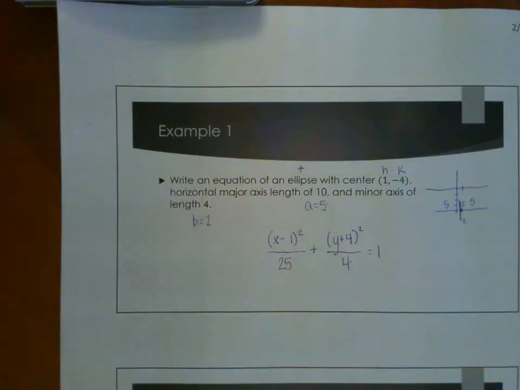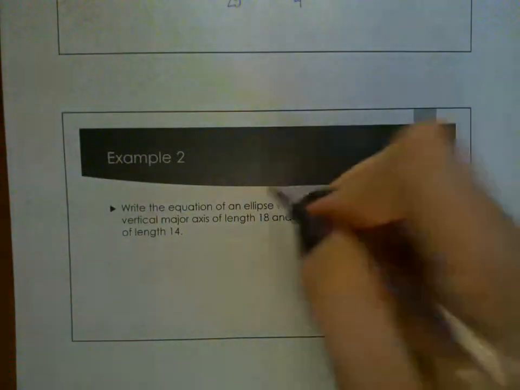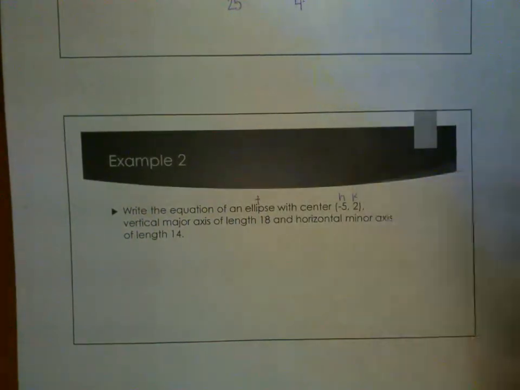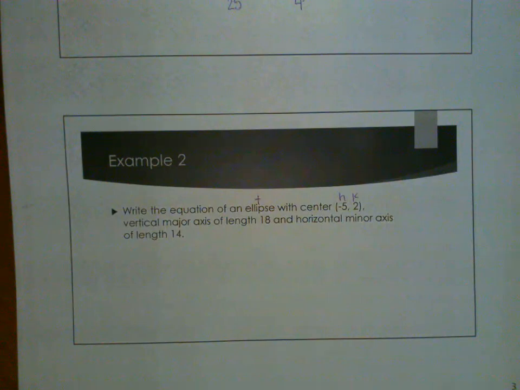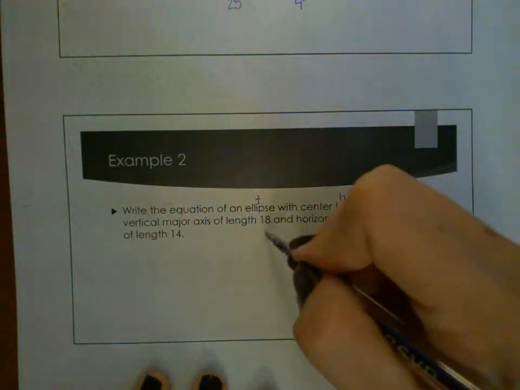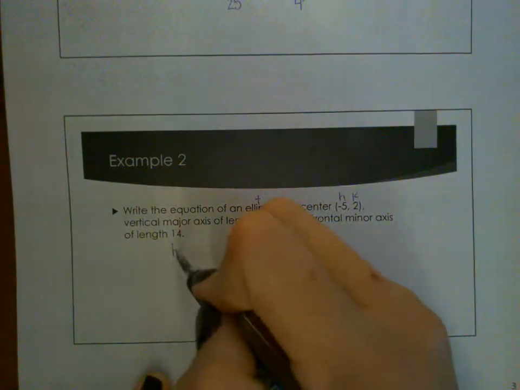That's the whole equation. So let's look at another one. It's a similar type of problem. I am going to have an ellipse, which means that there's going to be a plus sign in the middle. I have my h and my k values. Go ahead and tell me what your a and b values are. A is going to be half of the major axis length. So A is going to be 9, and then B is going to be 7.